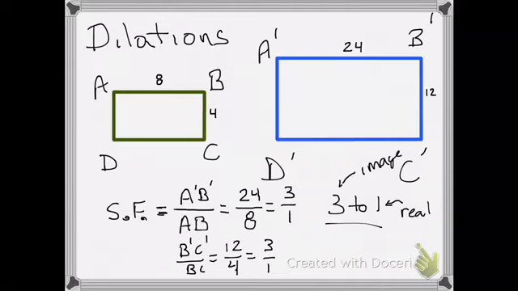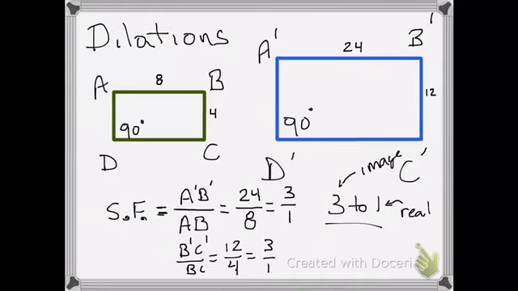Last thing I want you to see in this picture, take a look at angle D and angle D prime. Angle D, because this is a rectangle, that's a 90-degree angle. Angle D prime, even though the rectangle's bigger, it's a rectangle. That angle is still a 90-degree angle. It's not 270, it's not 3 times as big, it is exactly the same size. Very, very important for you to lock in.